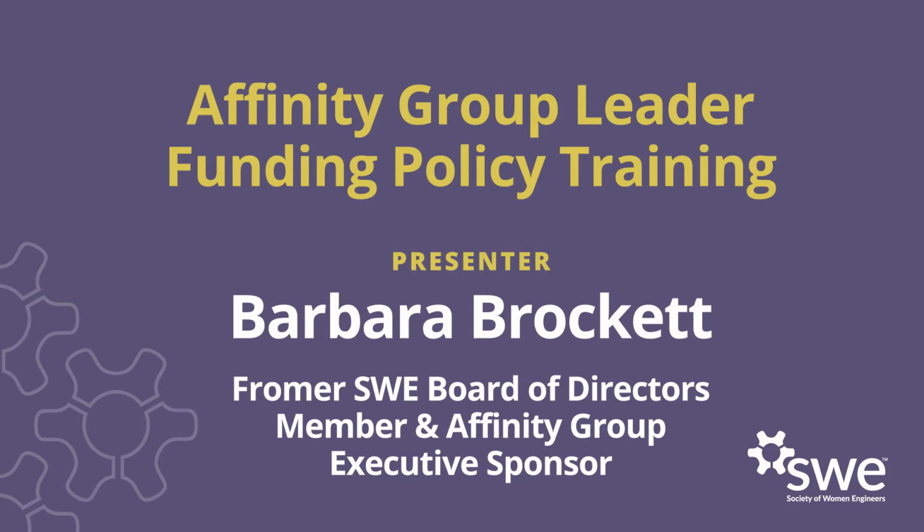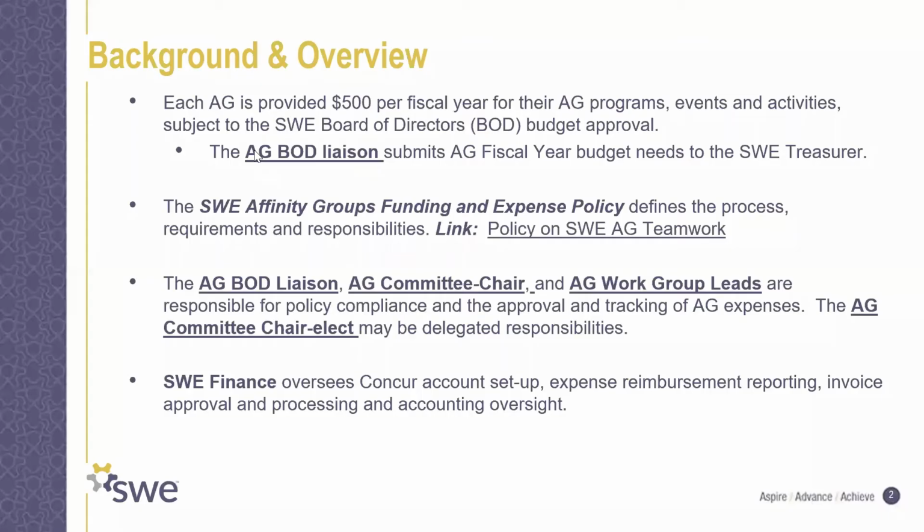This 10-minute training module for Affinity Group leaders covers SWE AG funding and expense policy. To support the needs of affinity groups, the SWE Board of Directors approved a policy to provide each affinity group with $500 per year for events, activities, and programs. The AG funding and expense policy explains the process and outlines the AG leader and other committee leadership responsibilities. Please review the policy, which can be accessed on the SWE AG Teamwork site.